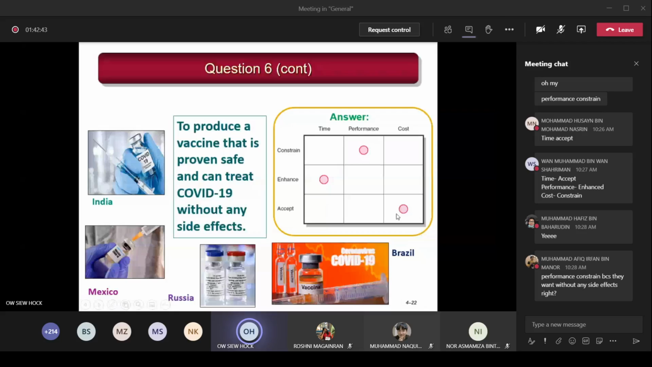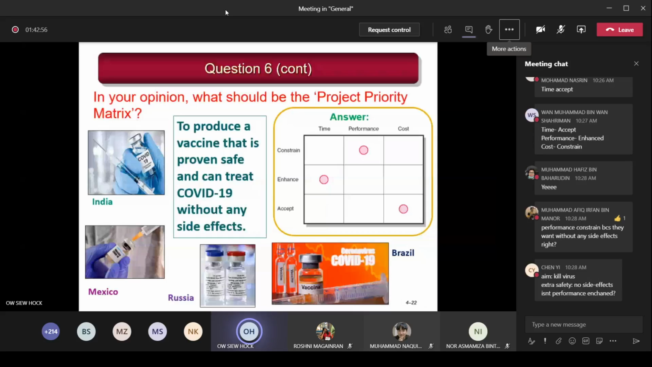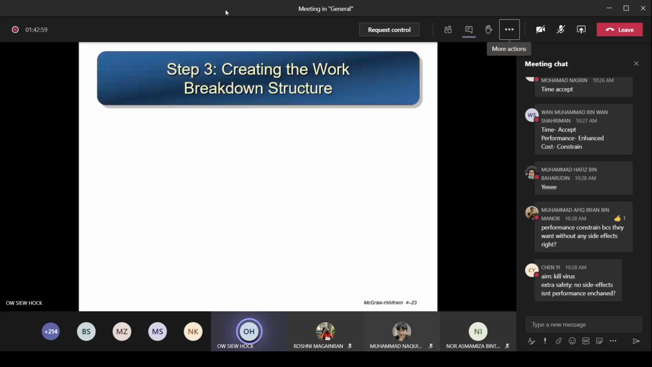Okay. So you know how to relate this and how to refer, how to assign this project priority matrix to your own project. You look at your project, your performance should be what? The time should be what? And then the cost should be what? You understand now? Okay. Right. Okay. Yeah. So let's proceed.